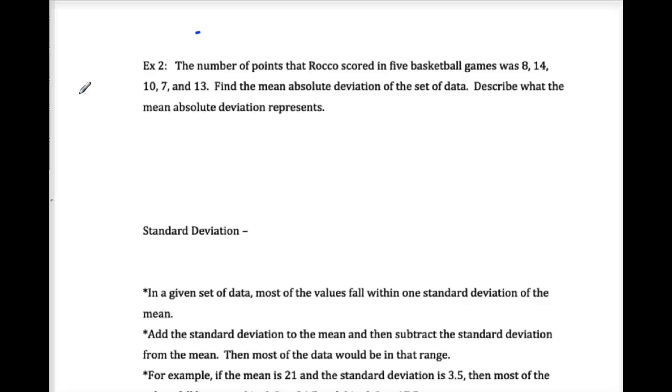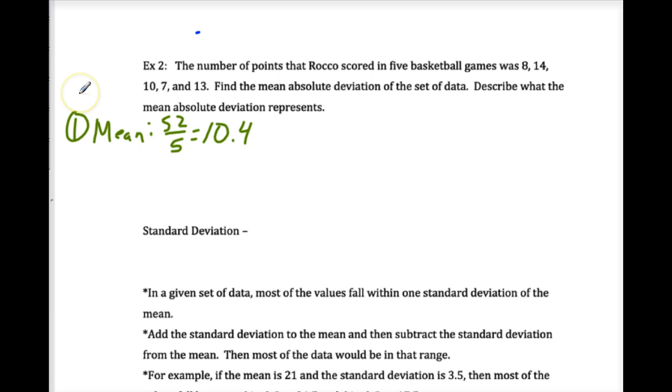Rocco scored 8, 14, 10, 7, and 13 points in his 5 basketball games. Let's find the mean absolute deviation for this set of data. Five numbers is not going to be bad. Step one: everybody find the mean of Rocco's scoring. I think that's the total, 52. Oh yeah, 52 divided by 5 is 10.4. Guys, Rocco averaged 10.4 points per game.